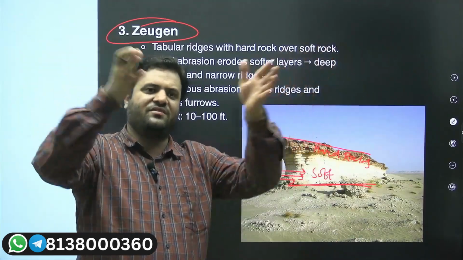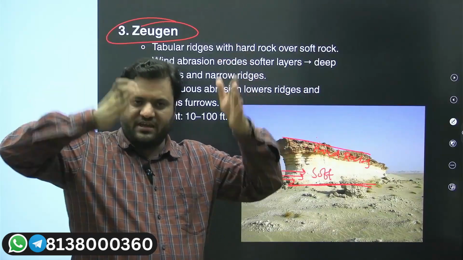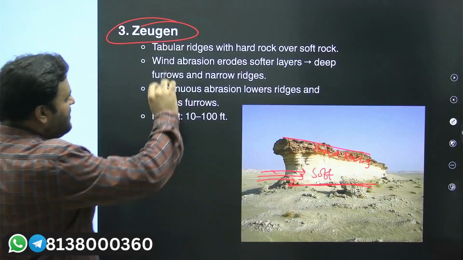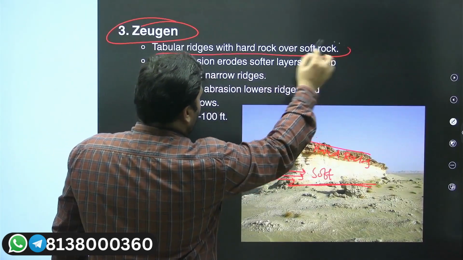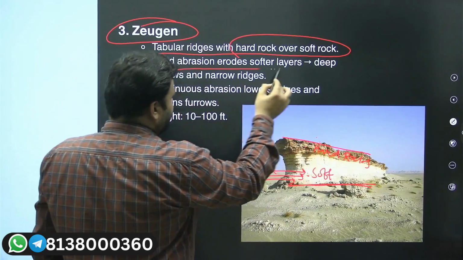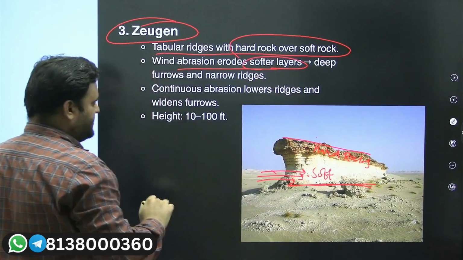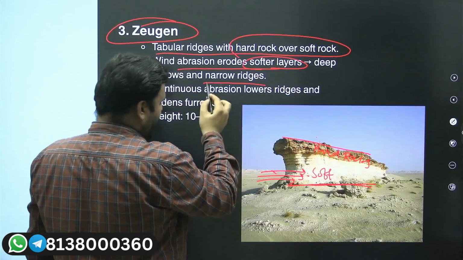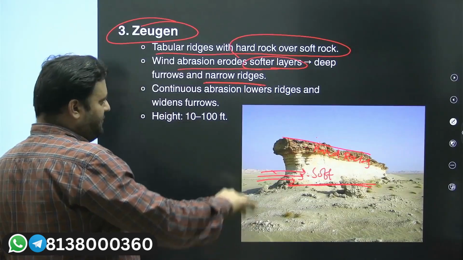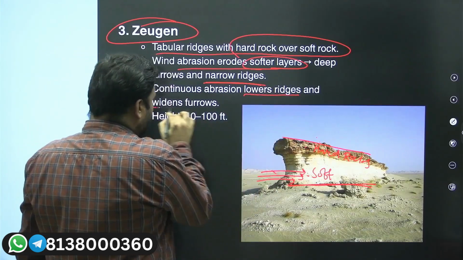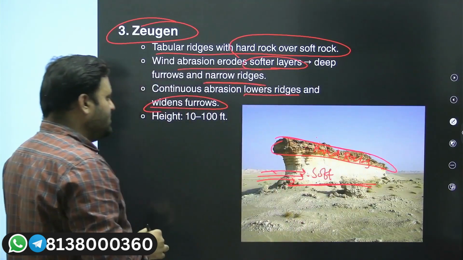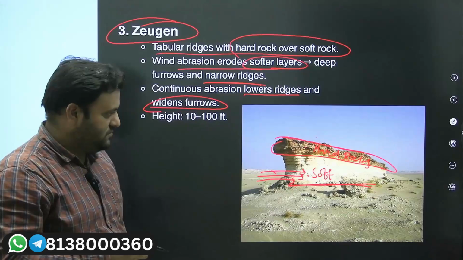So a mushroom is a very small kind of shape. Zeugen is a very extended part. So what we can say is that when we have this tabular ridge with hard rock over soft rock, when the wind abrades, the soft layer is going to erode faster, and this will result in a narrowing ridge from the bottom. And yes, continuous abrasion will lower the ridge, and it is going to widen the furrow. So this furrow is going to widen.